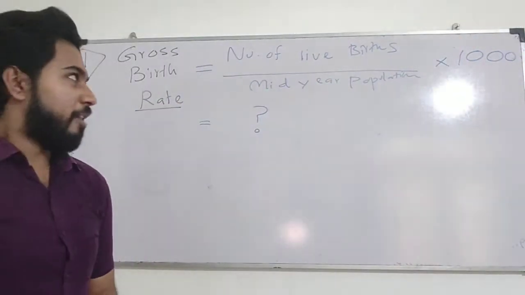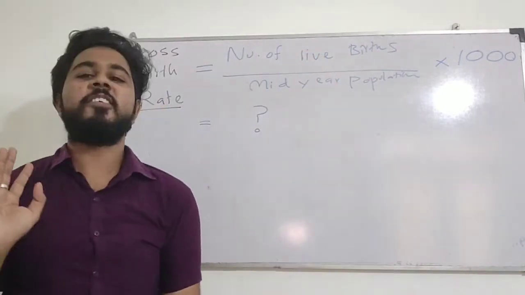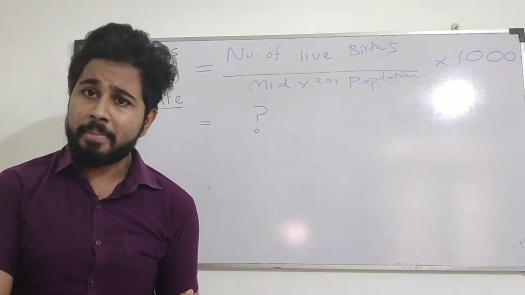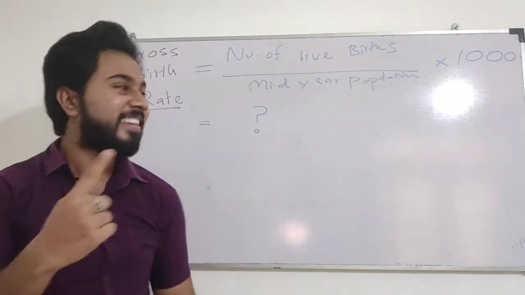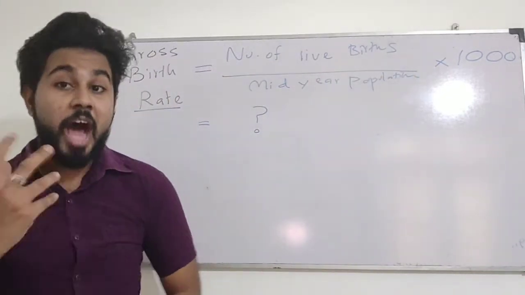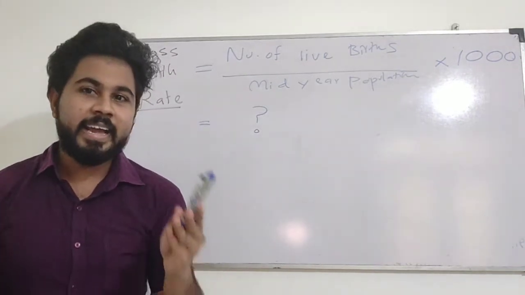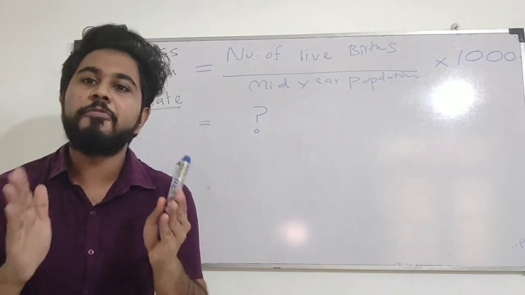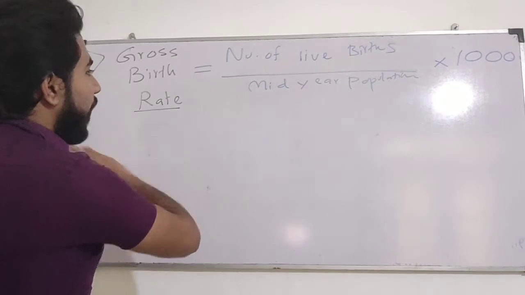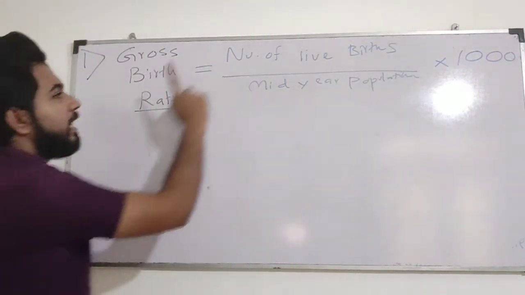Okay, right? So if we just divide the number of live births by the mid-year population, the meaning of the answer is how many live births have happened per one person in the population. But if we multiply this answer by 1,000, now the meaning of the answer is how many live births happen per every 1,000 people. Clear?